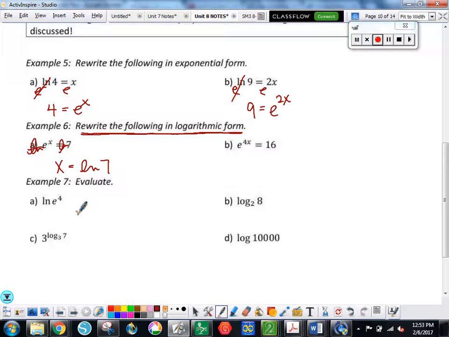So on part B, what would you do? You apply the natural log to both sides. The natural log and the e cancel. You get 4x equals the natural log of 16.